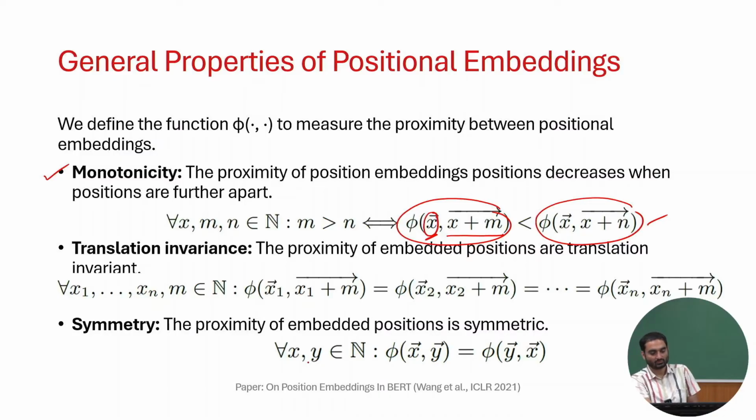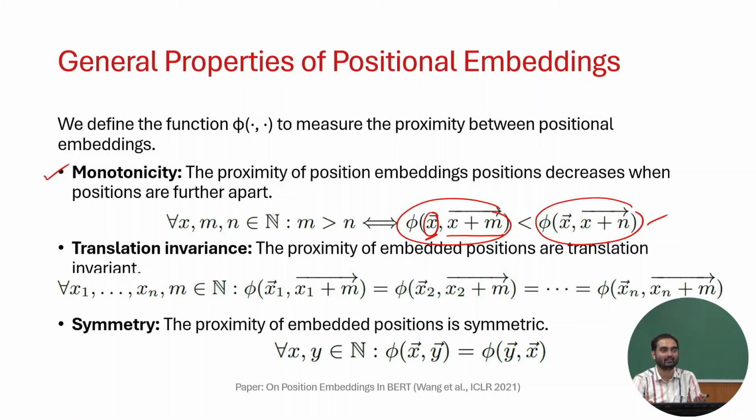Now, what does it mean? Let's say x1, x2, x3. These are three positions, and there's a number m. So x1 plus m, x2 plus m, x3 plus m, right? So you have three pairs now: x1, x1 plus m; x2, x2 plus m; x3, x3 plus m. If you measure the proximity, they should be the same. It should not depend on the original positions x1, x2, x3.